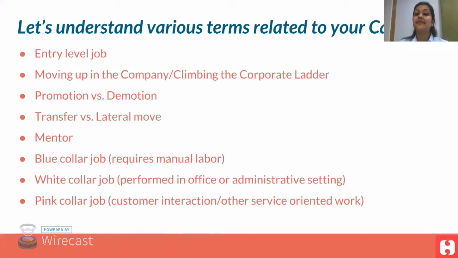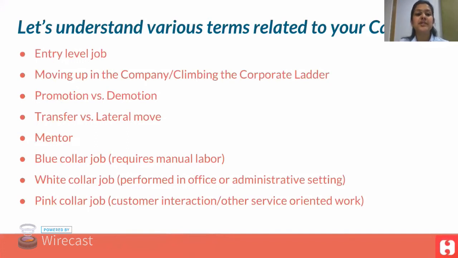Now, let's understand various terms related to your career. The first and foremost is entry-level job. When you first get into an organization, when you are a fresher, then you enter the job at a very basic level. That is called an entry-level job. When you start getting promotions, when you start rising up in the company, that is called moving up in the company, or climbing up the corporate ladder in very informal language.